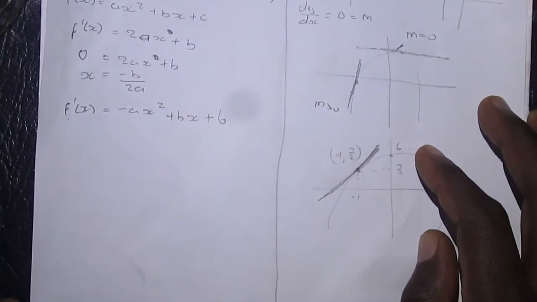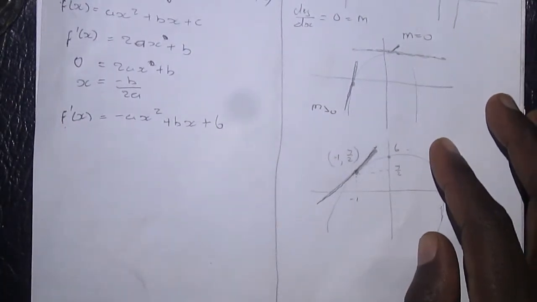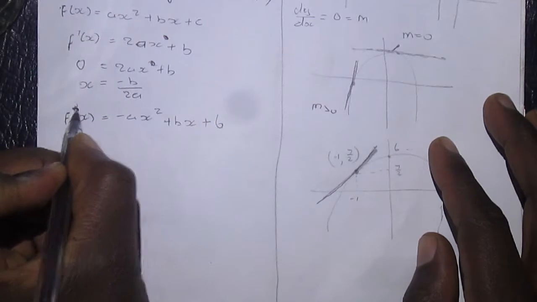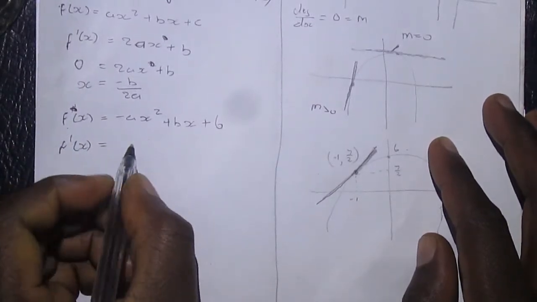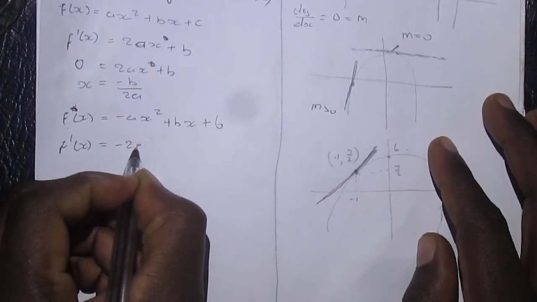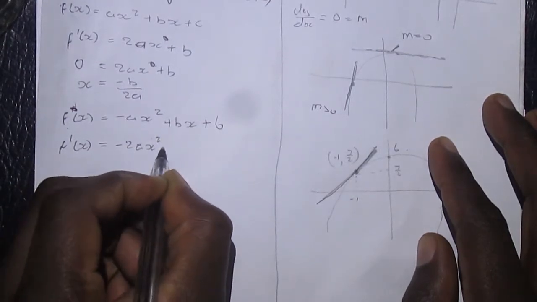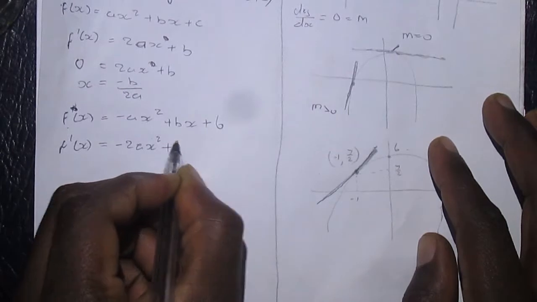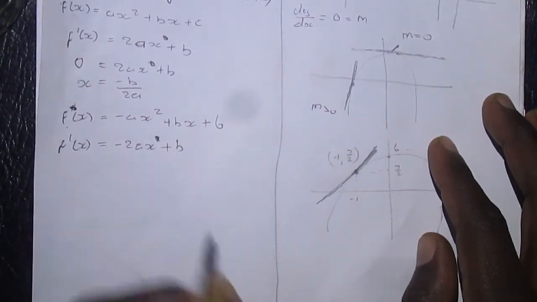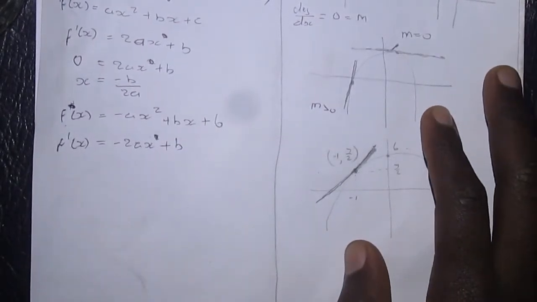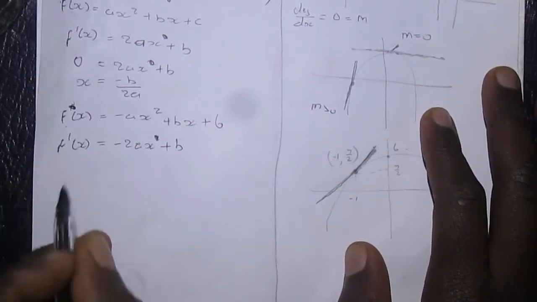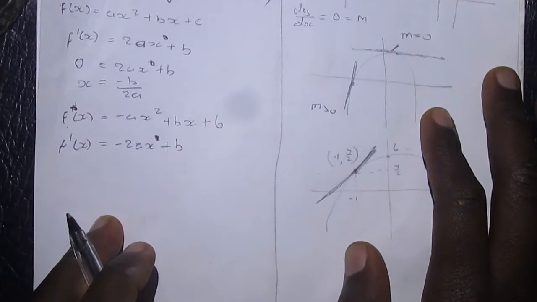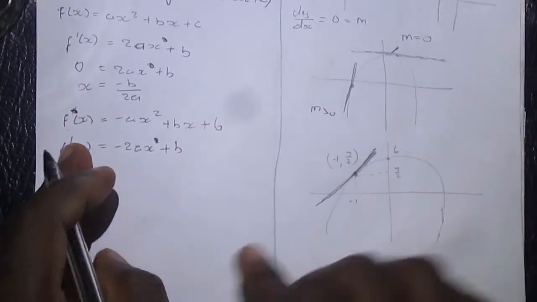Okay, and then I say, okay, fine, I'm gonna derive this and say that the derivative of f(x) is equals to minus 2ax squared plus, again with that 2x squared plus ab. Okay, now I set the gradient. If you are dealing with the turning point, we're gonna say the gradient is 0.